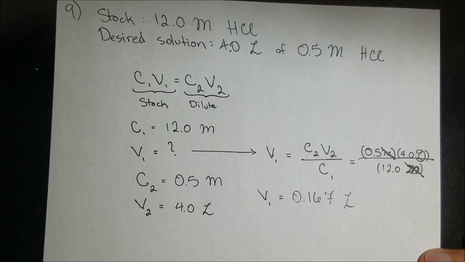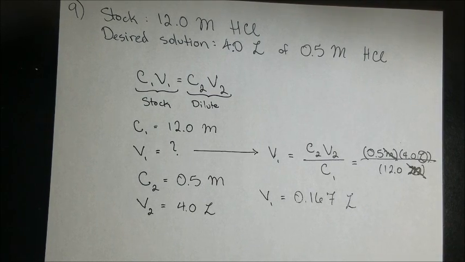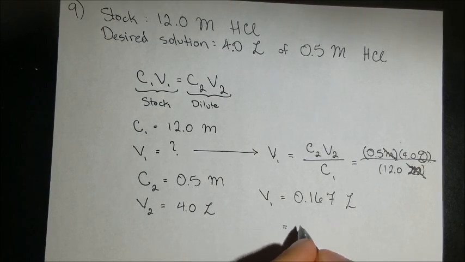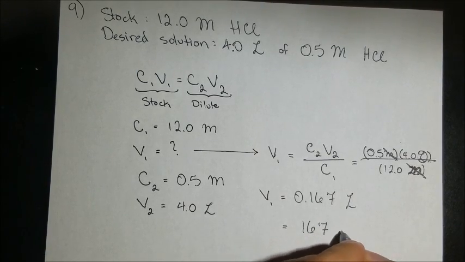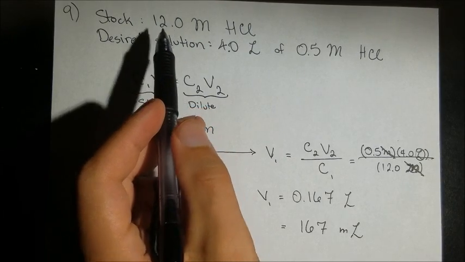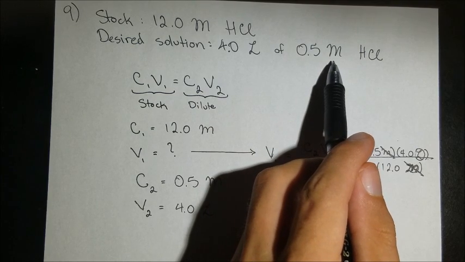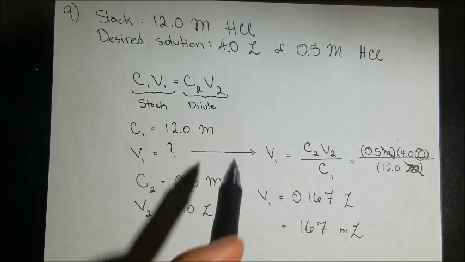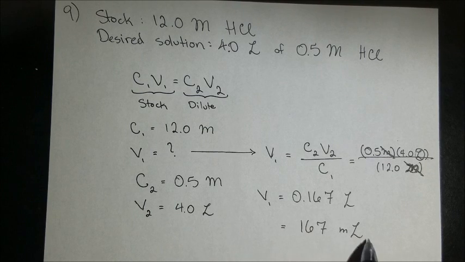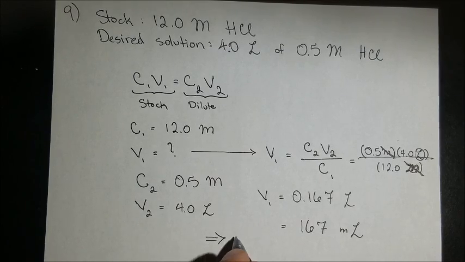0.167 liters. Okay, and since the question asks us to determine this quantity in milliliters, we just want to re-express this as 167 milliliters. So we're going to need 167 milliliters of this stock solution if we want 0.5 molar HCl and 4 liters of it. So this is how much of the stock solution we would need. So the answer that corresponds to is B. So the right answer is B.